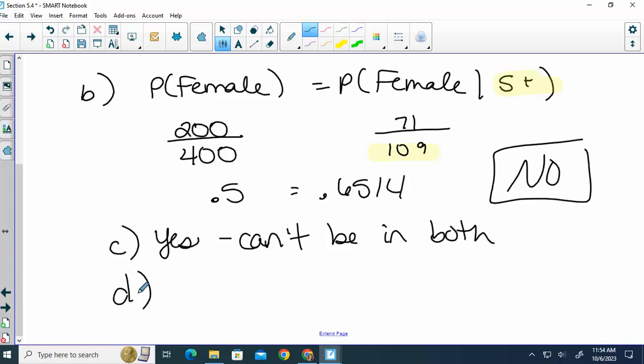Right, D. Are the events male and 1 to 2 activities mutually exclusive? So is it possible for a student to be male and be 1 to 2 activities? Yes, so that means they are not mutually exclusive. They can be both. Does that make sense?